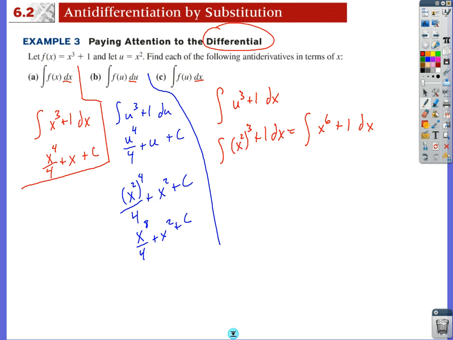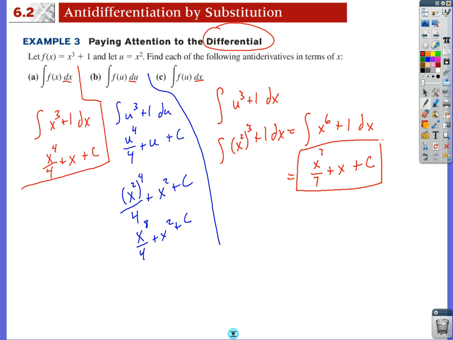Now again, I ask myself, hey, my differential does now match up to my integrand. So now I'm able to take the antiderivative. And when I do, this becomes add 1, divide by the new number, plus an x, plus a c, and there I'm done.